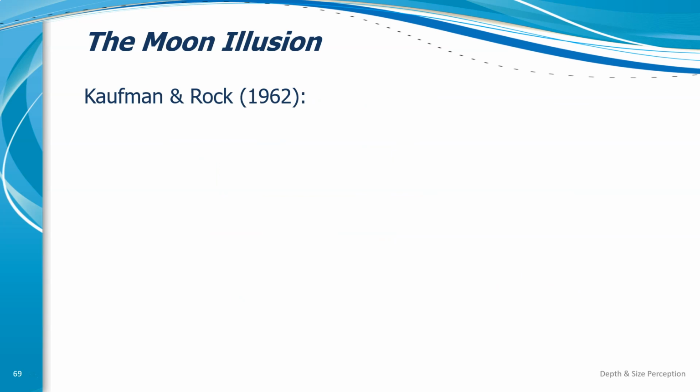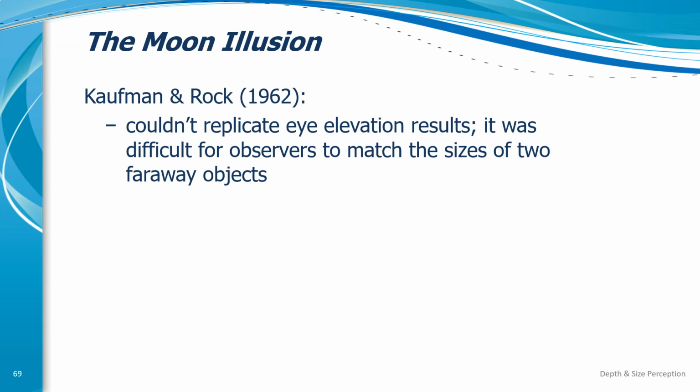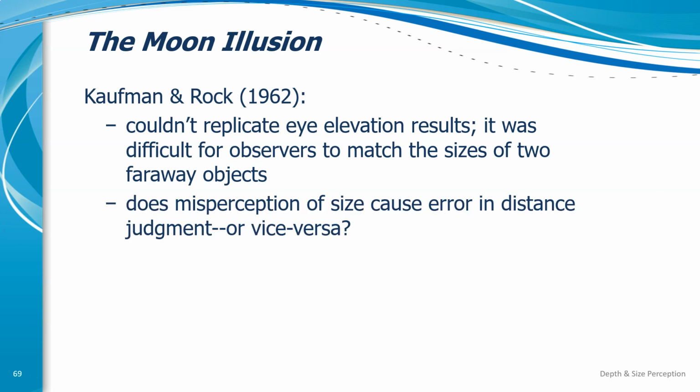Now this idea lasted until 1962, when Kaufman and Irving Rock tried to replicate Boring's eye elevation hypothesis results, and they couldn't. They couldn't replicate it. The difficulty seemed to be that it was very difficult for people to match the size of faraway objects like the moon. So the problem, as they saw it, was, does misperception of size cause the error in the judgment of distance? Or does misperception of distance lead to the error in the perception of size?